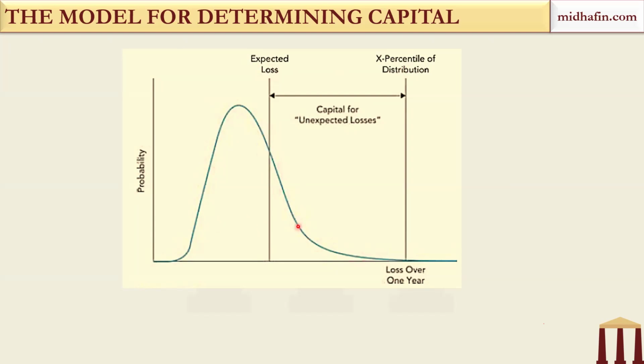And since it's a log normal distribution, you can clearly see that since it's skewed towards the right, the mean will also be pulled from the part where you have the mode. So mean will be pulled towards the right. That is why you have expected loss over here. Then you actually consider another loss as well. You consider a very high percentile of the loss distribution, X percentile of this distribution. And then the difference between these two is actually the capital for unexpected losses.